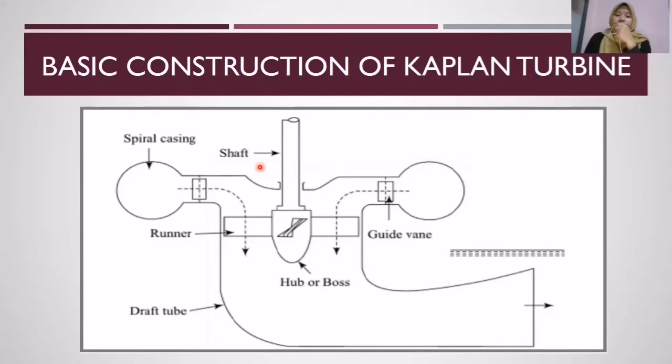Next is the shaft. The shaft is connected to the generator shaft, and the runner is the rotating part of the turbine, which helps in producing the electricity and has adjustable blades. The guide vane is the controlling part of the turbine. Then the draft tube is the increasing area of the tube, and one end of the draft tube is connected to the runner outlet, and the other part is submerged in the tail race.